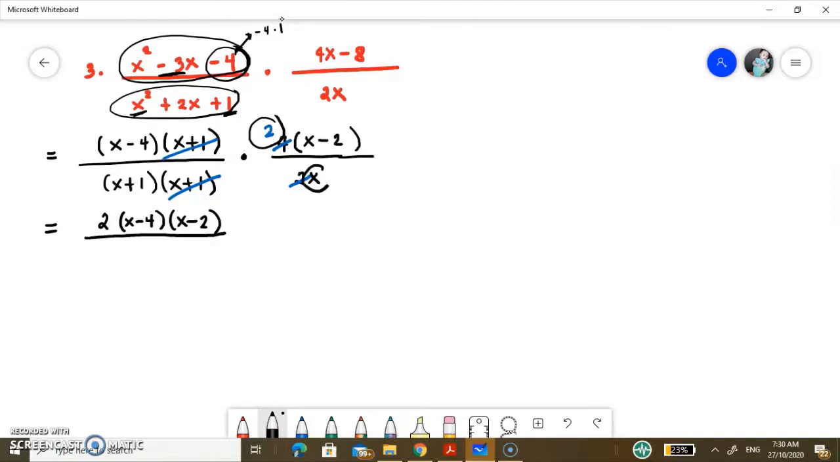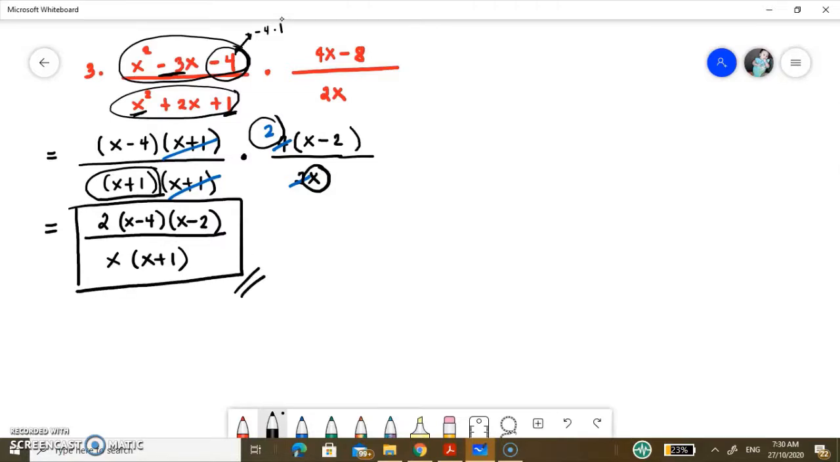Tapos sa denominator, ayan, may natirang x. Ayan, natirang x plus 1. Okay. So, let's have x times x plus 1. So, you double check. Dapat walang naiiwan. Diyan na lahat. Okay. Then, this would be your final answer. Okay? Simplest form na yan. Wala nang mga cancel out pa dyan. Okay, let's have another example.